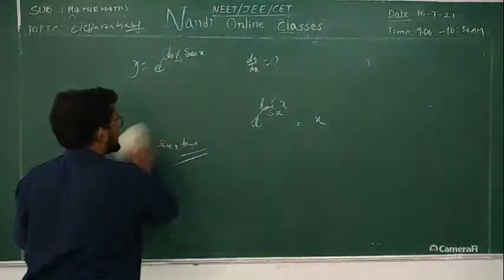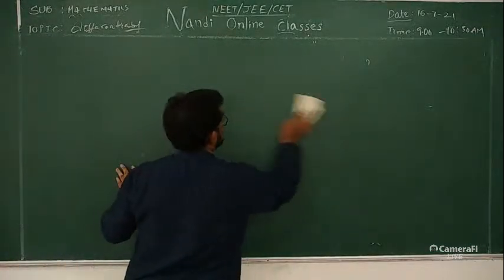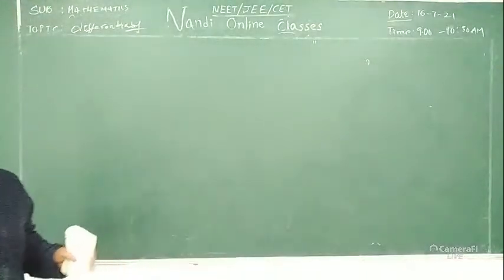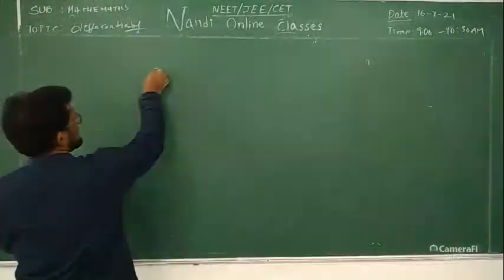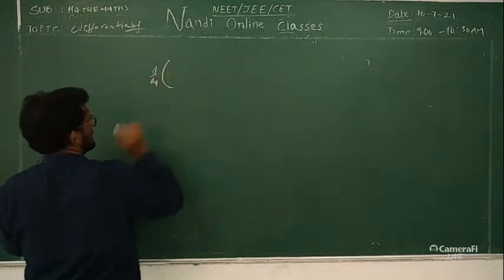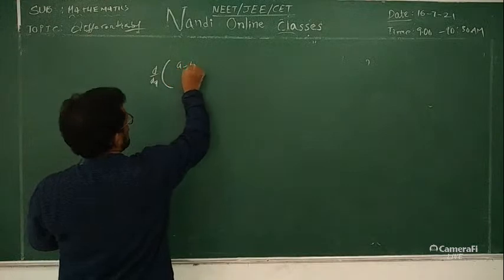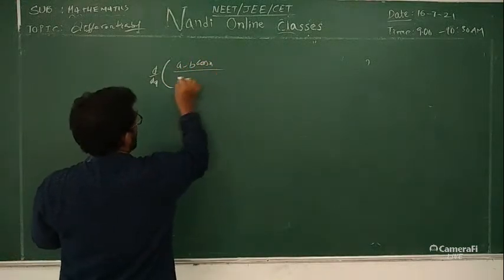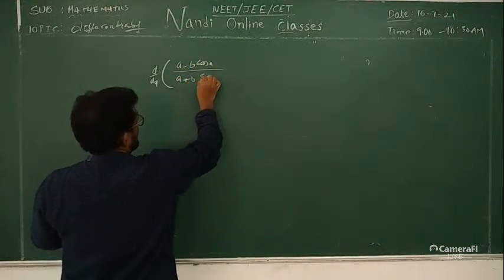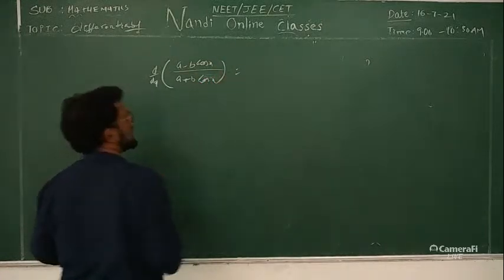Can you guess one more problem I am giving you? dy by dx of (a minus b cos x) by (a plus b cos x) is equal to dash.